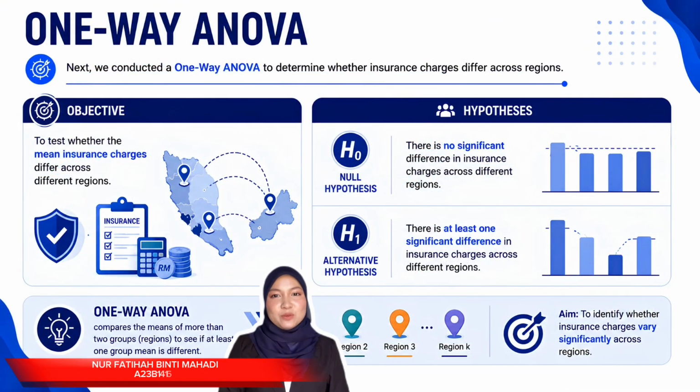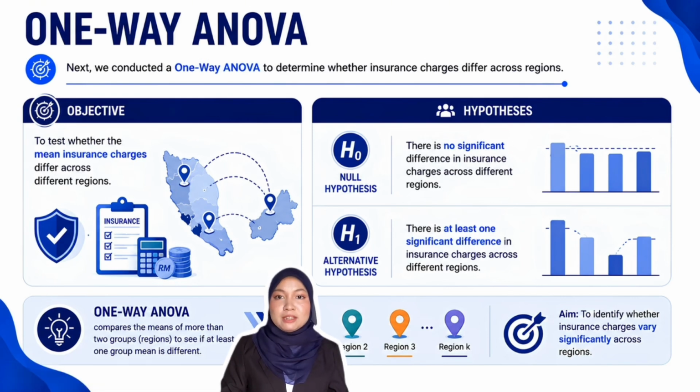Next, we conducted a one-way ANOVA to determine whether insurance charges differ across regions. The null hypothesis states there is no significant difference in insurance charge across different regions, and the alternative hypothesis states that there is at least one significant difference in insurance charge across regions.